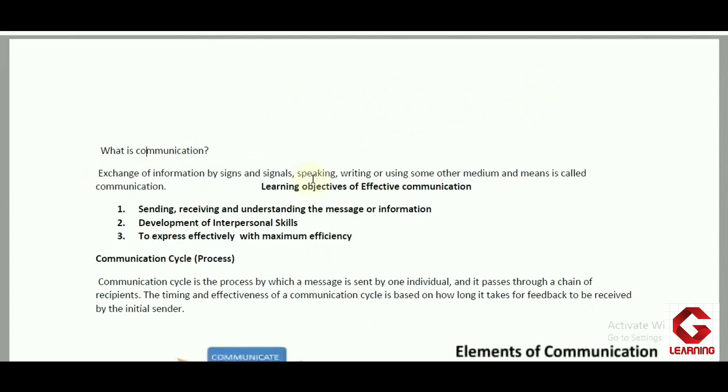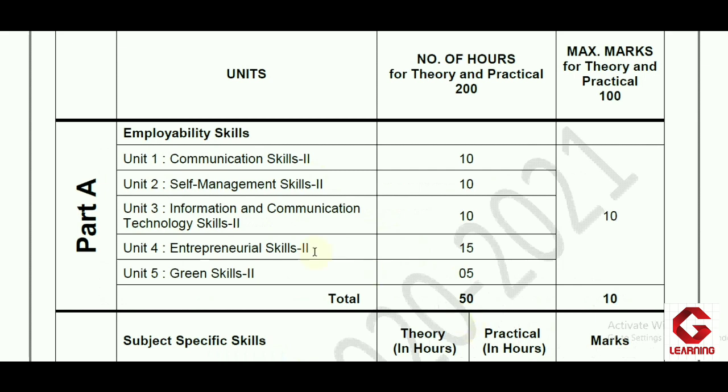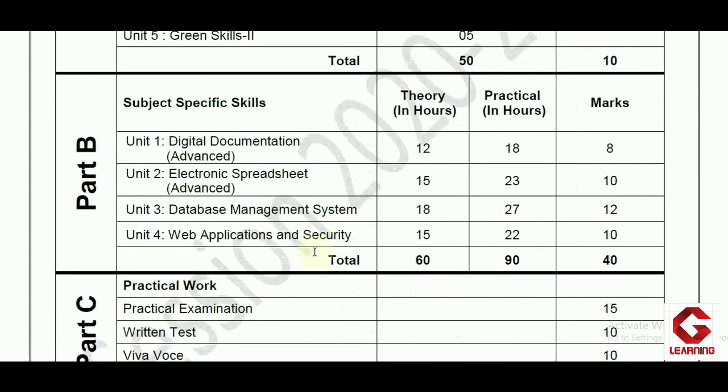Now moving to part B. Now part B is on the screen, and this is the important part. Why important? Because the weightage of part B is 40 marks, while employability skills is only 10 marks. So that's why it is important.